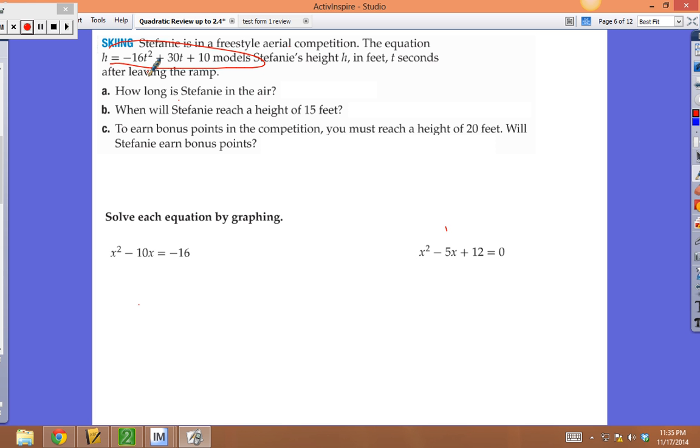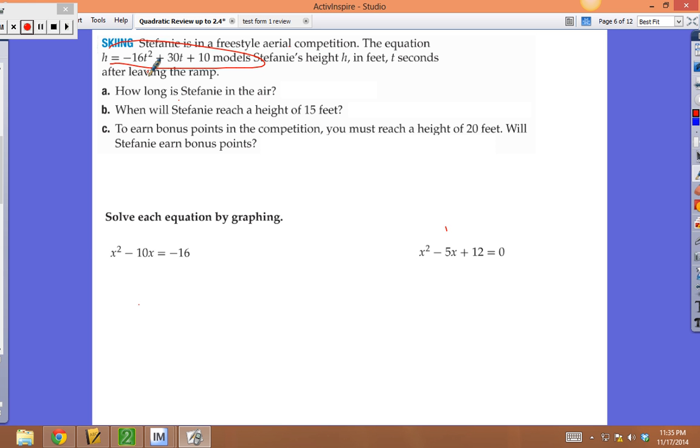It is going to go all the way up to 24 feet. Okay, so what is this? She's a skier. So she goes down one of those ramps. It launches her in the air. How high is she in the air? So I just did C. To earn the bonus, you've got to hit 20 feet. I think she hits 24 feet. So yeah, she's going to get the bonus.